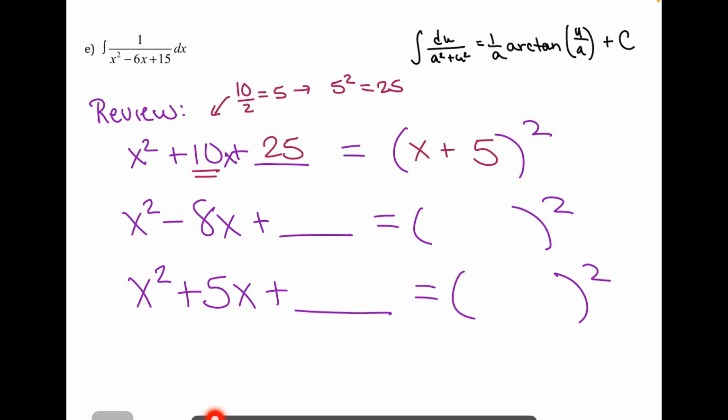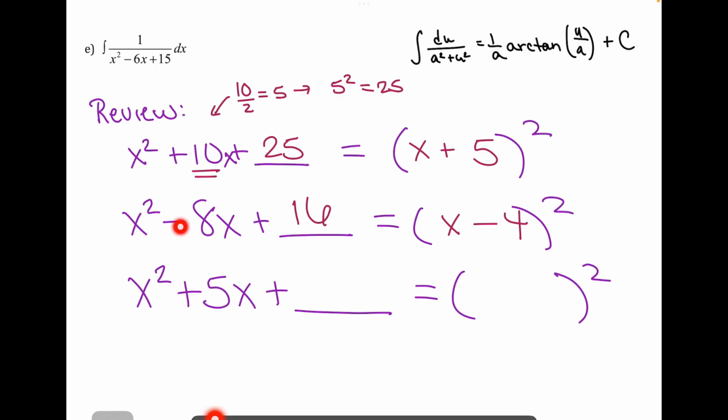X squared minus 8x, if I want to complete the square, I look at the number in front of the x, 8. I divide it by 2. 8 divided by 2 is 4, and then we square it. 4 squared is 16. So if I add 16, this is a perfect square trinomial, and we can factor it as x minus 4 quantity squared.